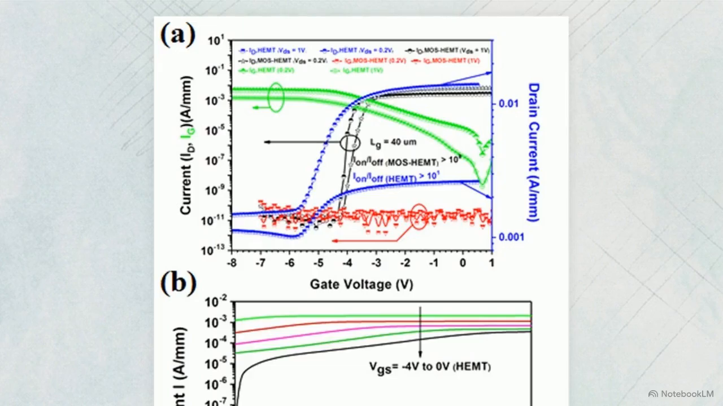These transfer characteristics show the standard HEMT in blue, which fails to fully pinch off current even at high negative gate voltages. Because of this high leakage floor, the conventional HEMT achieves an on-off ratio of only about 10 to the power of 1. When we look at the black curve for the MOS HEMT, the drain current drops sharply, stabilizing at 10 to the negative 11th amps per millimeter. This represents an 8-order of magnitude improvement in current suppression, achieved by the 10-nanometer silicon dioxide layer.